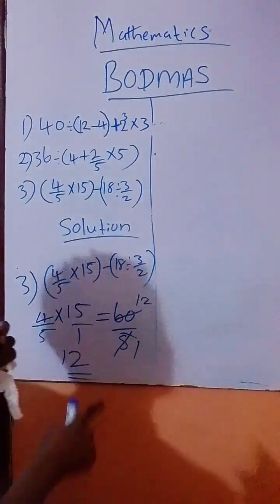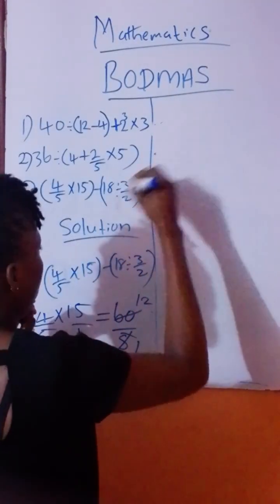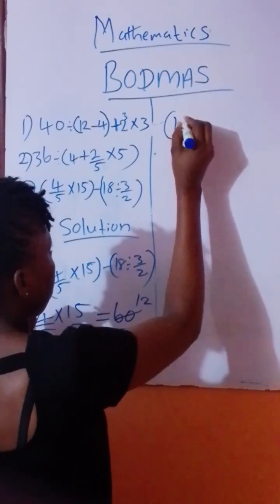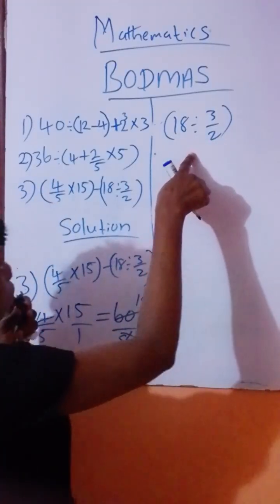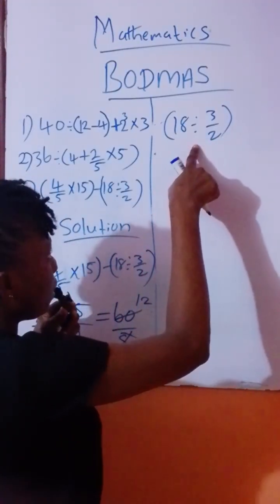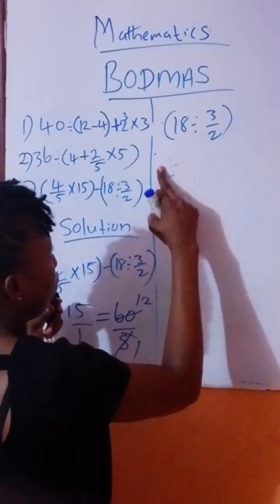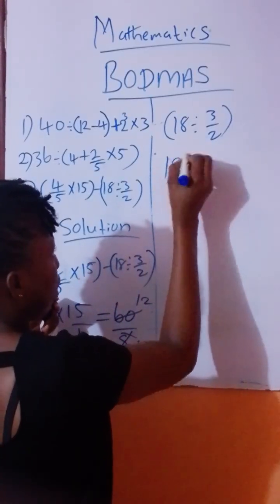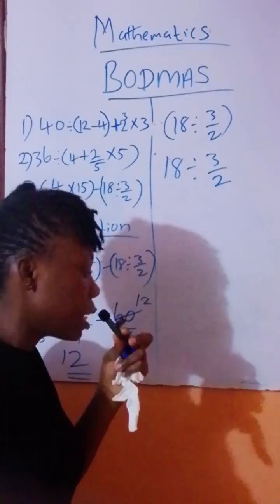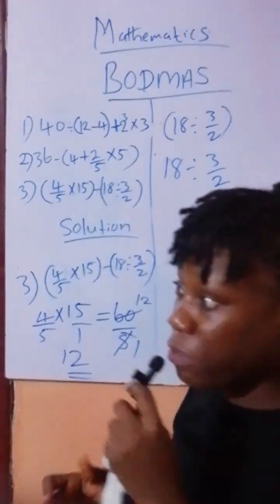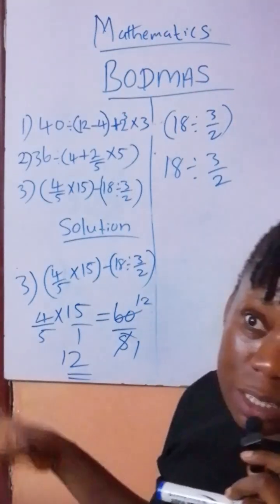18 divided by 3 over 2. So let's solve our second bracket. Our second bracket is 18. So this is our second bracket. We have solved something like this. We open bracket, 18 divide 3 over 2. In this case, like I said before in our previous class, we have solved something like this, not even 1, 2, or 3. We have solved it multiple times.